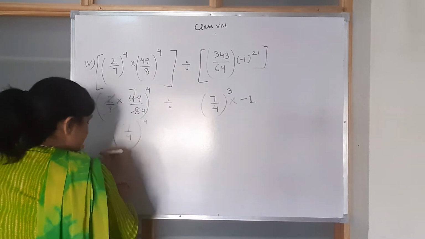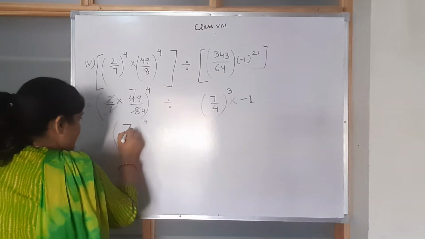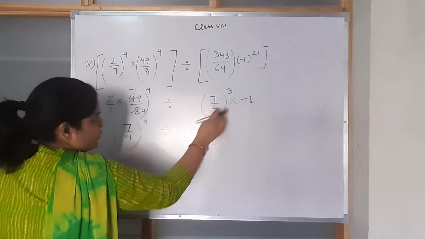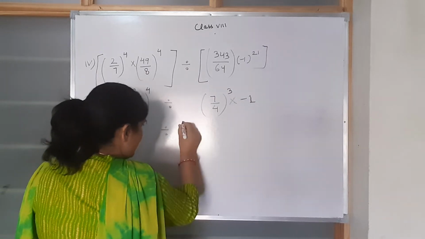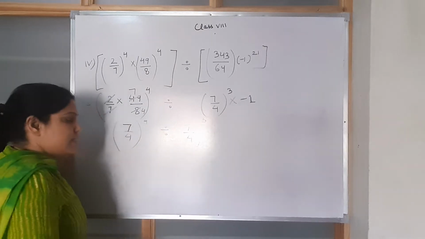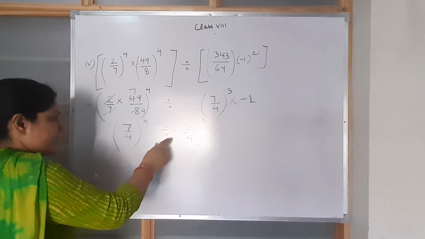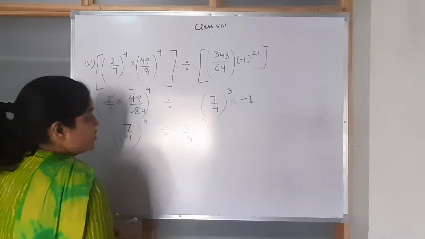This is 7 upon 4, divided by, minus 1 you keep it like that, 7 upon 4 raised to the power 3, and this is minus 1. Minus sign, we'll keep it here. Alright, I hope everybody is very much clear with the step.